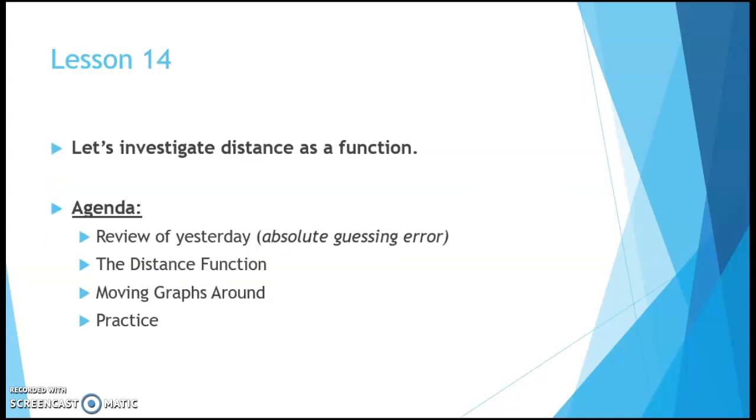Today, we will be investigating distance as a function. Our agenda is going to be to review what we did yesterday. We're talking about the distance function. We'll be moving some graphs, and then I'll give you some time to practice.